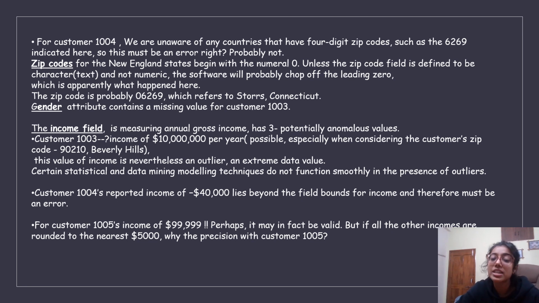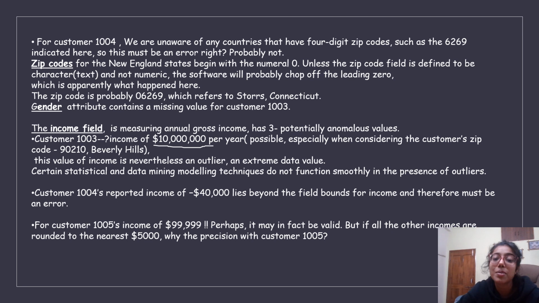Okay. And now let's check the gender. The gender attribute contains a missing value for customer 1003, and the income field, measuring annual gross income, has 3 potentially anomalous values. Customer 1003's income of this many dollars per year is possible, especially when considering the customer's zip code 90210, Beverly Hills. This value of income is nevertheless an outlier and extreme data value.